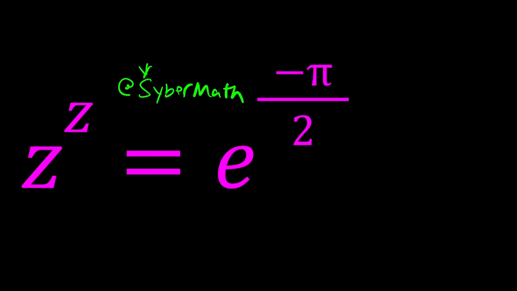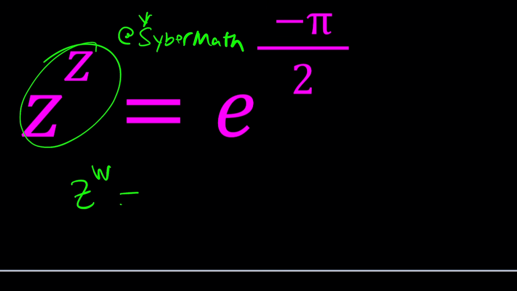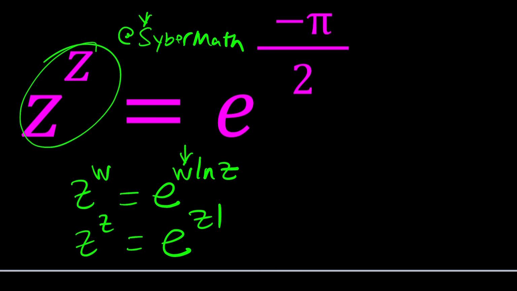So to solve this equation, we're going to be using different approaches. My first approach is going to be first writing this as an exponential. Whenever you have something like z to the power w, it can be written as e to the power w multiplied by ln z. In this case, w happens to be z, so z to the z can be written as e to the power z ln z. Or you can just natural log both sides and you're going to get the same result.